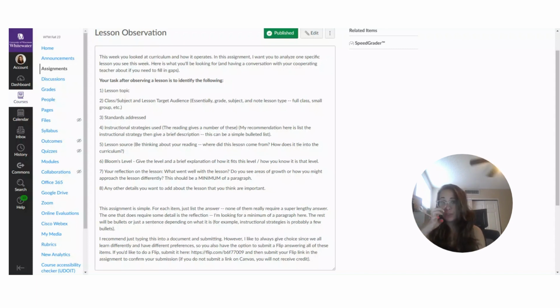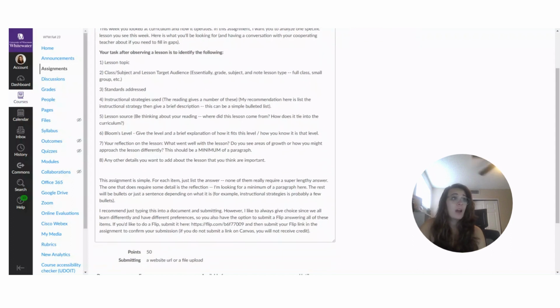And then I want you to give your personal reflection on the lesson. So what went well? What did you see as maybe an area of growth? What would you do differently if you were the one teaching the lesson? This is going to be kind of the biggest part, is really where you are going to be analyzing the lesson. What would you do if you were in the driver's seat? And then you can add in any other details that you would like as well.